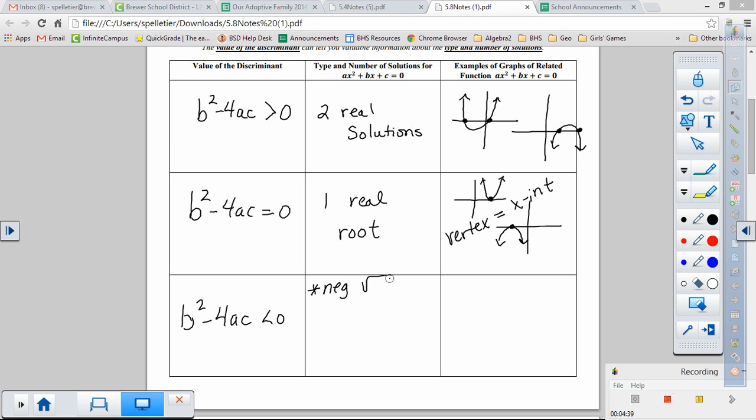Right? I'm going to have a negative value under the root, and that's going to give me 2 imaginary solutions. And so I have a parabola that doesn't cross the x-axis at all. It's kind of hovering up here, or like this. Oh, sorry, that would cross, wouldn't it? I meant to put it down here. Or it's going to be hovering down here.